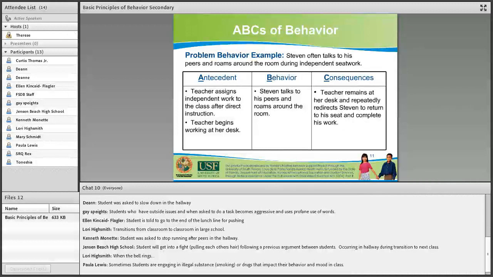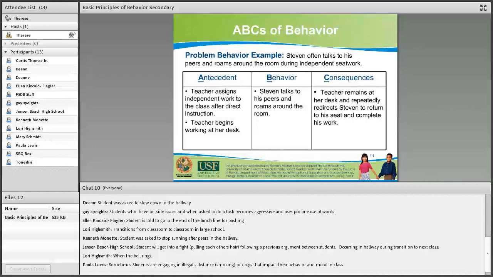I noticed that Paula jumped in here. Sometimes students are engaging in illegal substance or drugs that impact their behavior and mood in class. Sure, that's absolutely a possibility, and I would put that as a slow trigger for particular variables. So when a student is engaging in those types of activities, they act as a setting event, or they make it more likely that certain immediate antecedents will trigger a problem behavior. Absolutely, Paula, that's a good catch. And that really is seen much more in secondary schools than in elementary schools.